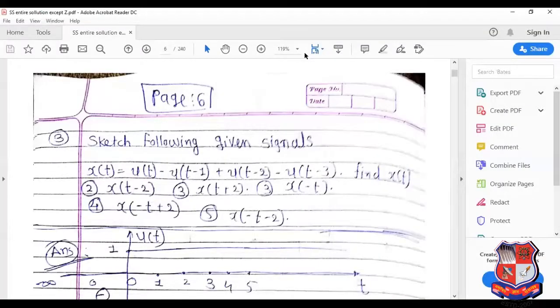Based on the basic signal operation using the elementary signal concept. What is the meaning of basic signal, or we can say elementary signal concept? Consider x of t equal to u of t minus u of t minus 1 plus 2u of t minus 2 plus 3u of t minus 3. Now we want to solve the example.